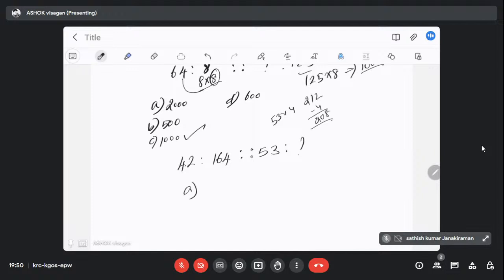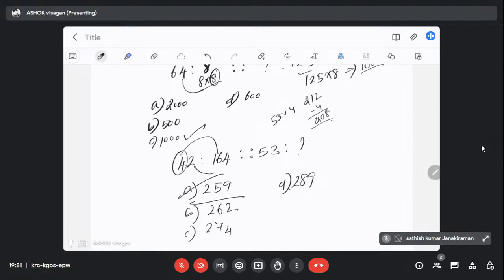But if the option 208 is not given, then what can be the answer? Option A 259, option B 262, option C 274, option D 289. So what can be the answer now? Here the answer is nothing but 259. First one is 4, 4 square is 16. Second one is 2, 2 square is 4. The same way, 5 square is 25, 3 square is 9. The answer is 259.